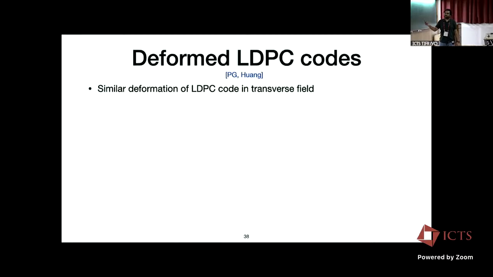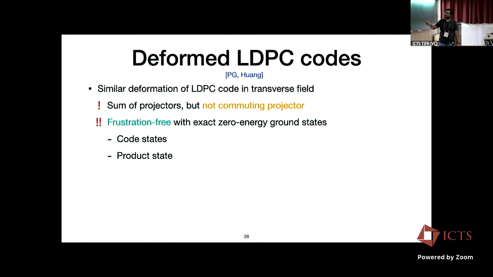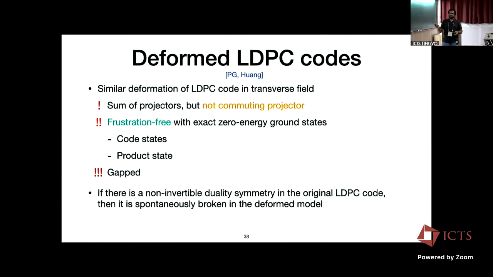One can play the same trick for LDPC codes. You can define a deformation, again find the same features, but in this case the toric code states are replaced by the code space of the LDPC code. So you have a coexistence of the code space and the product state. And we can prove that this model is gapped. This is not a commuting projector model, defined for any arbitrary bipartite graph, and we can still show that it's gapped. In general, LDPC codes need not have duality symmetries. They have them only if they have reversing automorphisms. But whenever such a symmetry exists, the deformation also preserves that, and that symmetry is spontaneously broken.